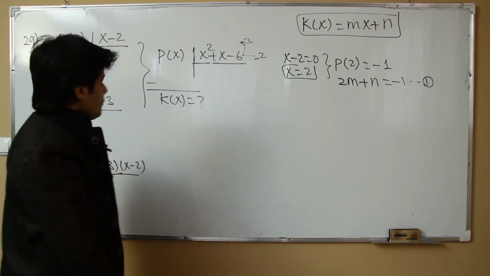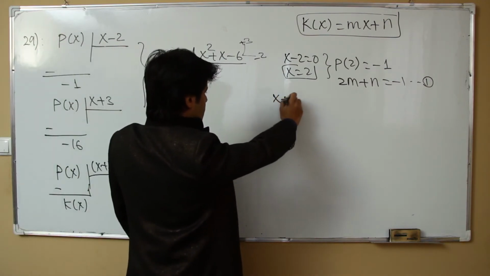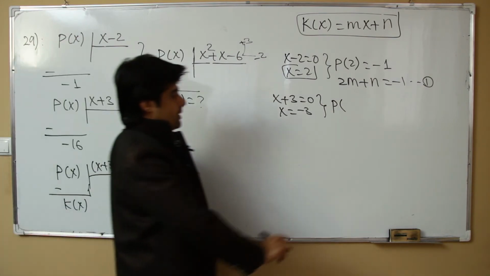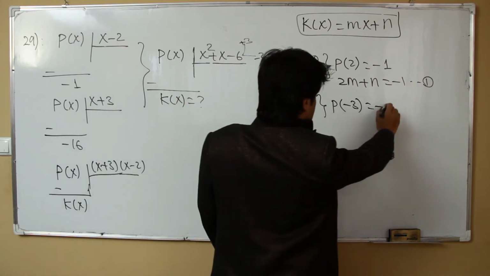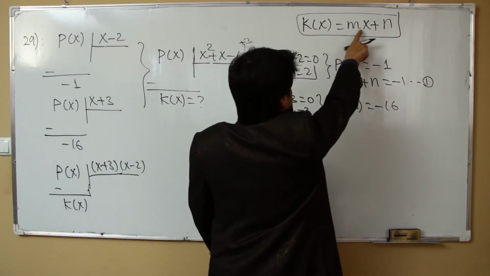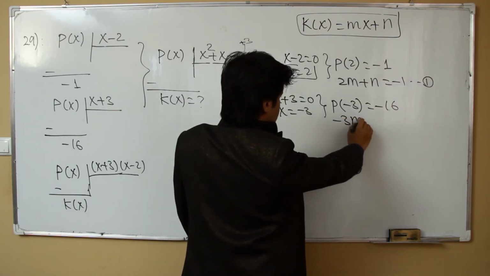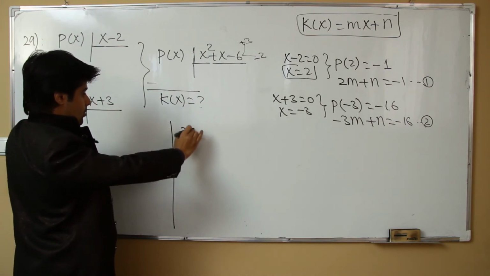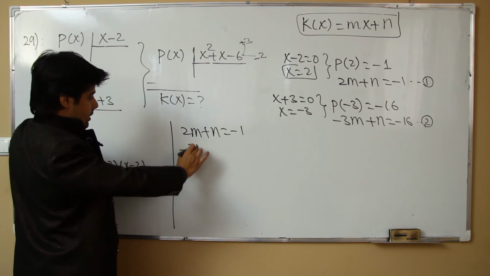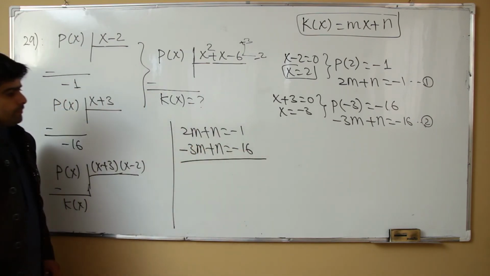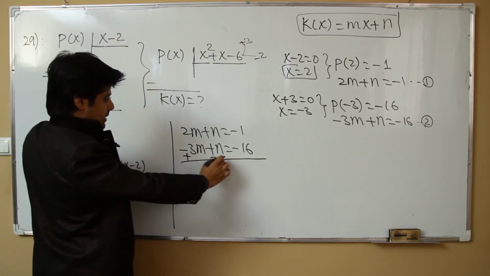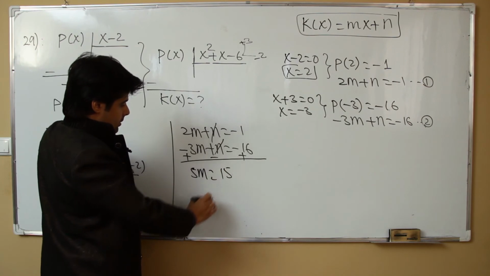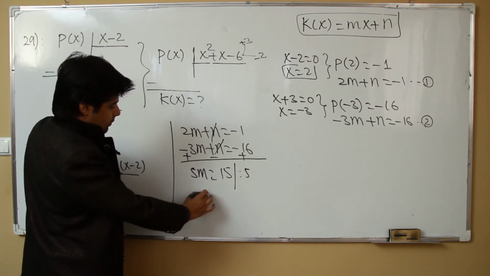Am I right? Yes. Second, in here, x plus 3 equal to 0, x is minus 3. In P instead of x you have to put minus 3, it is equal to what? Minus 16. Now in mx, instead of x, minus 3: minus 3m plus n is minus 16. This is the second equation. The first one is 2m plus n is equal to minus 1, and minus 3m plus n is minus 16. Now you can find m and n. If we subtract, n with n cancels. 3m with 2m, 5m, and 16 minus 1 is 15. Divide both sides by 5, you will find m is 3.